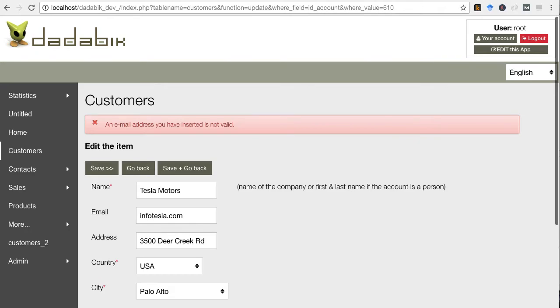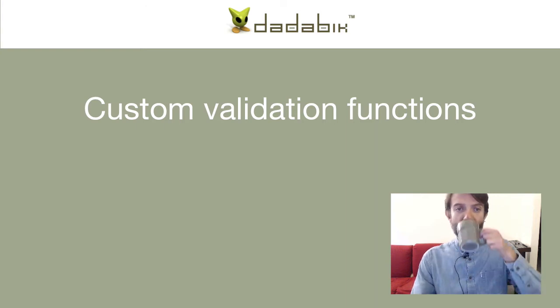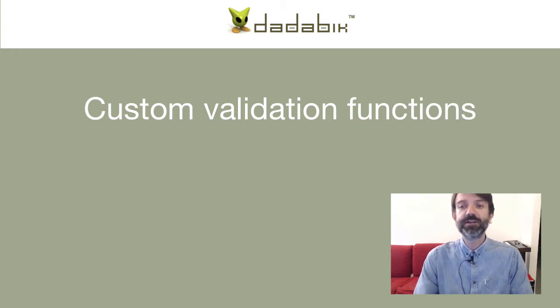However, sometimes you might have particular needs that are not covered by the predefined rules provided by DaDaBIK. And in those cases, you can use a custom validation function. Okay? So let's say, for example, that you have a field code product, and the code must have a length of 10 characters, and the first 2 characters must be AB. Of course, we don't have a predefined rule that covers such a specific validation need. So we create a custom validation function.